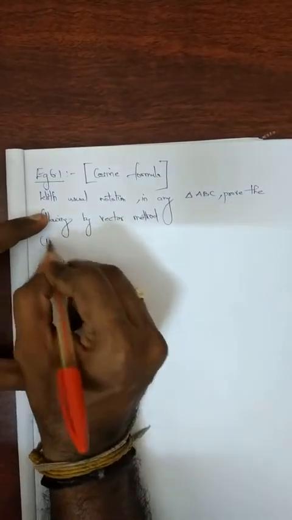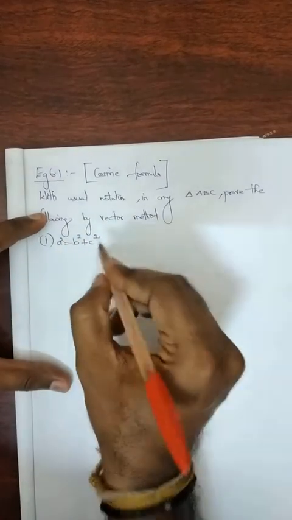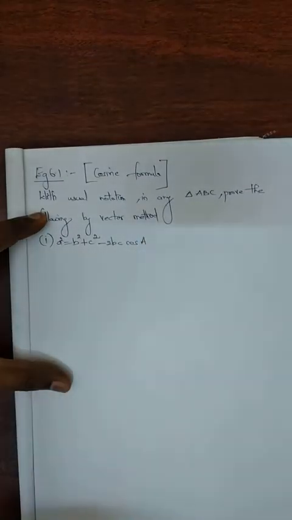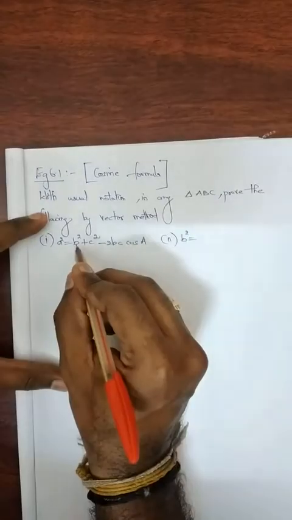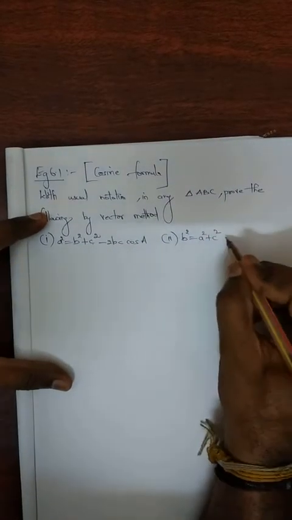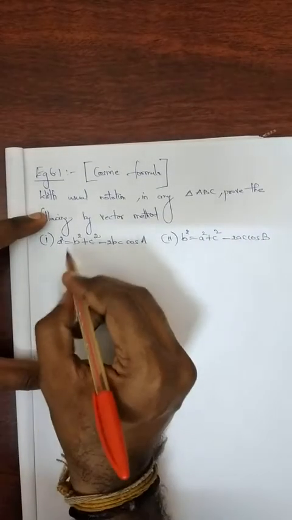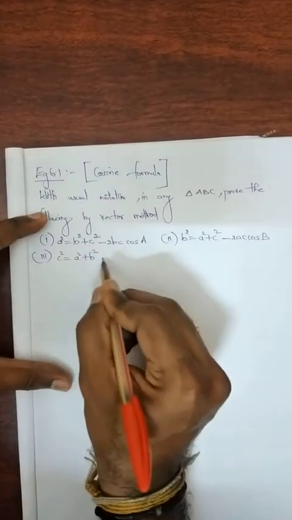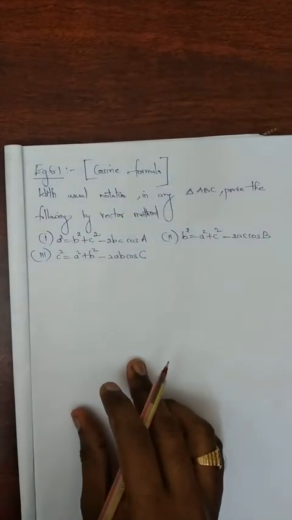What do I want to prove? First subdivision: a square is equal to b square plus c square minus 2bc cos C. Second subdivision: b square is equal to a square plus c square, or c square plus a square, as you wish, minus 2ac cos B. Next, third subdivision: c square is equal to a square plus b square minus 2ab cos C. So this is given here.